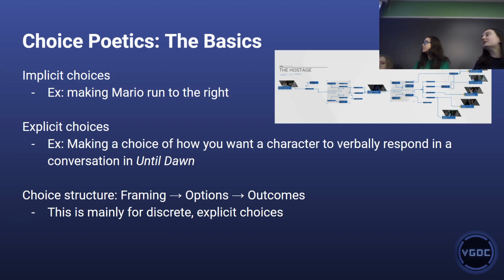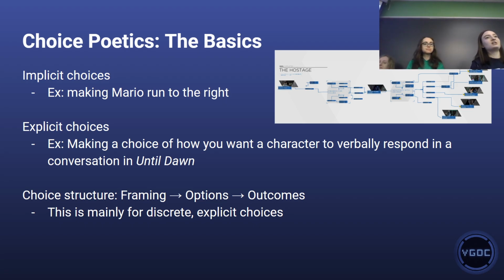We also have an image up of the hostage section of Detroit Become Human, which involves a lot of explicit choices all throughout that game that impact the narrative and give you different scenes and different endings. And also, in general, there is an overall kind of choice structure that you'll get. So you'll usually have the framing and then the options and then the outcomes.